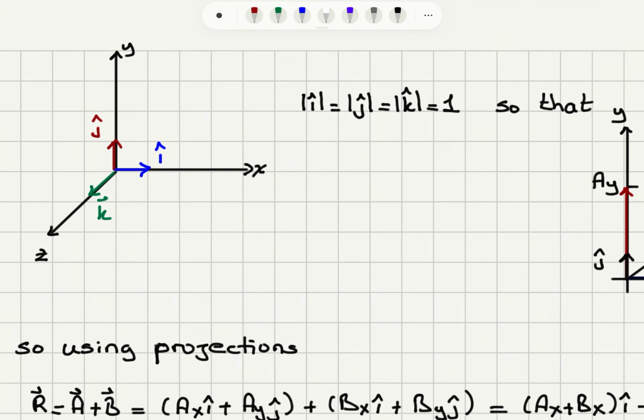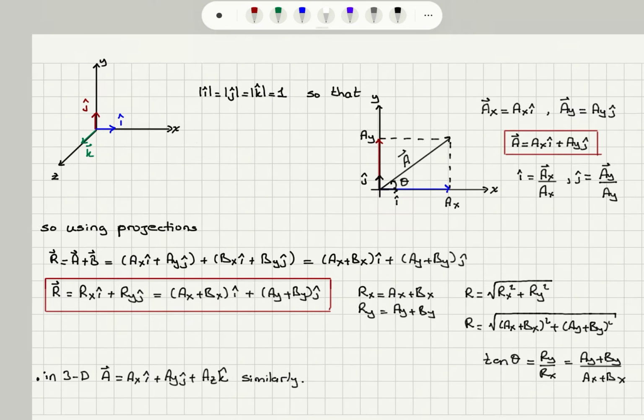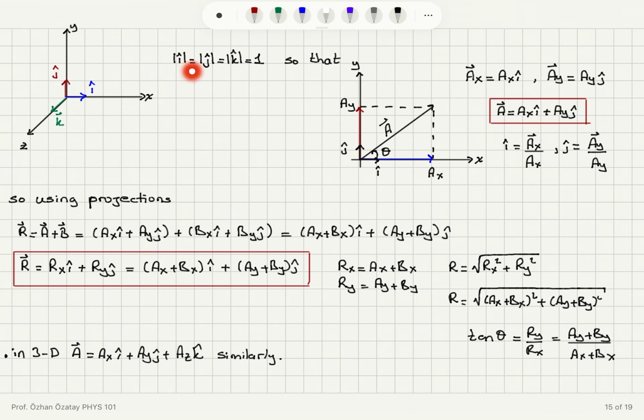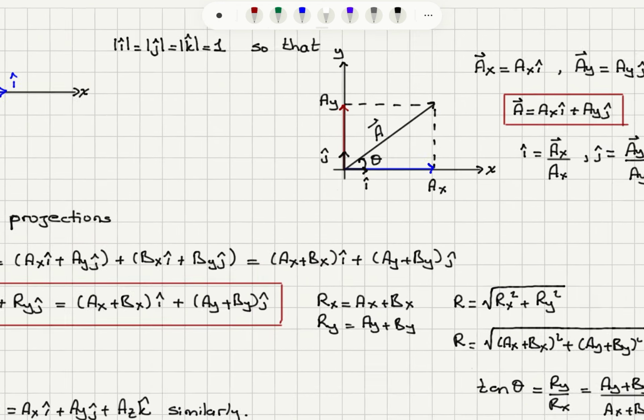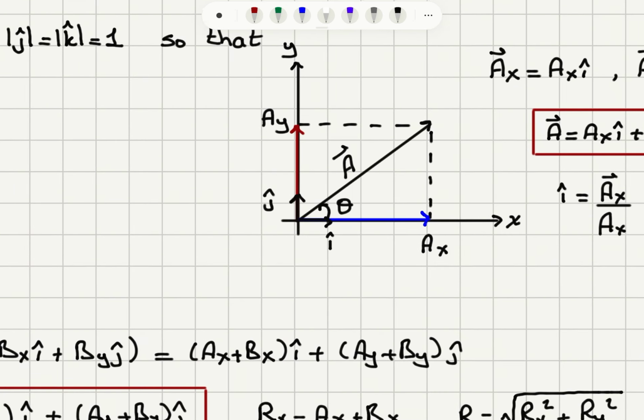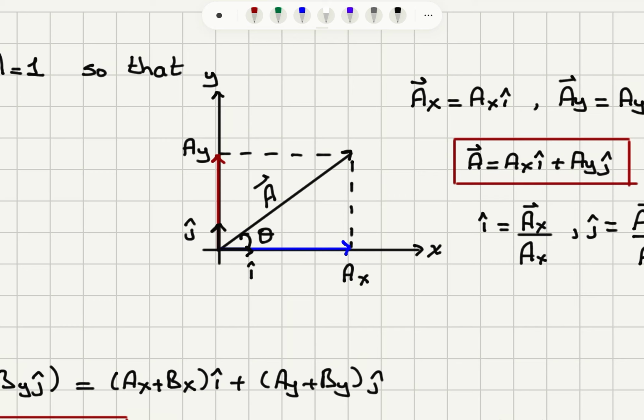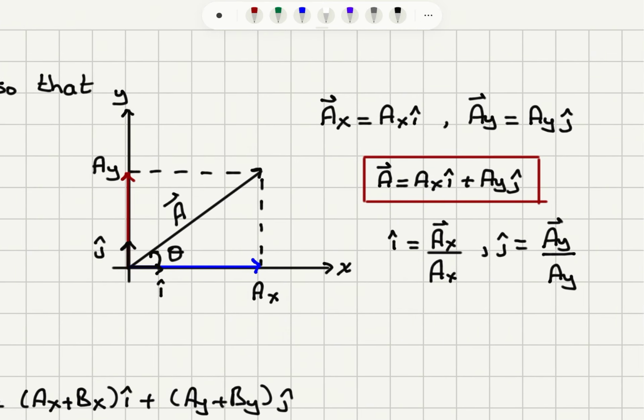For example, for x, y, and z axes here, we can define these unit vectors i hat, j hat, and k hat. These vectors have magnitude 1, they're dimensionless, and they point in plus x, plus y, and plus z directions respectively. So the magnitudes are 1, and with these unit vectors i hat and j hat, we can see that this a_x vector, the projection of the a vector onto the x-axis, is a_x, the magnitude, multiplied by the unit vector i hat. The a_y vector is a_y magnitude multiplied by the unit vector j hat.